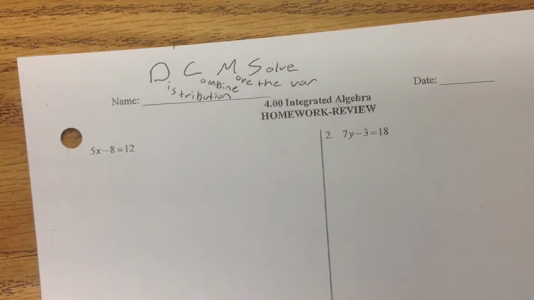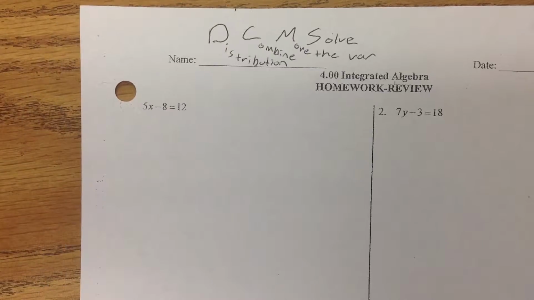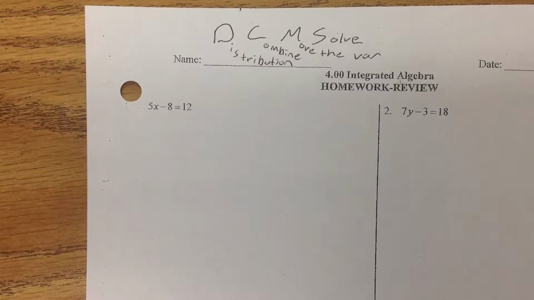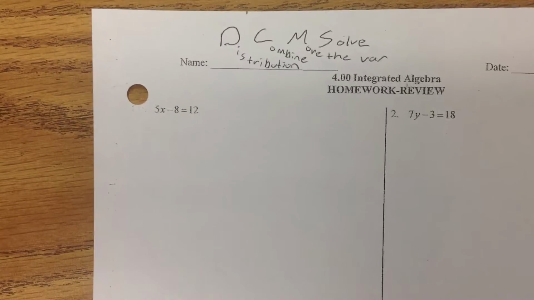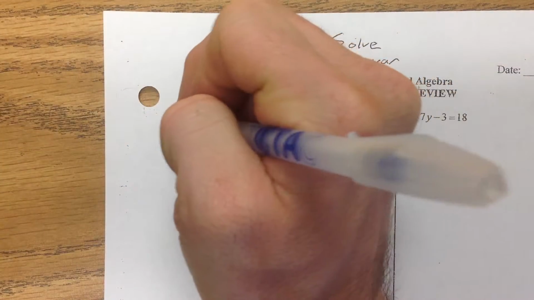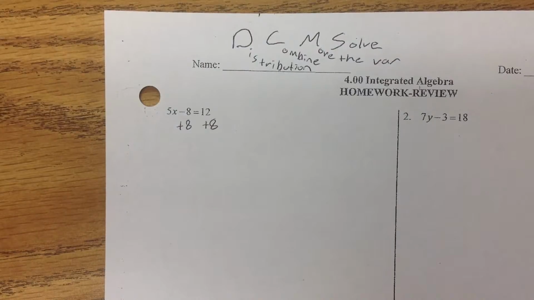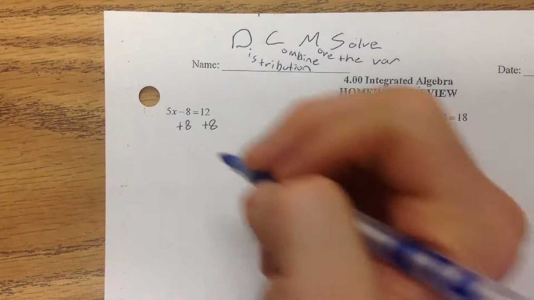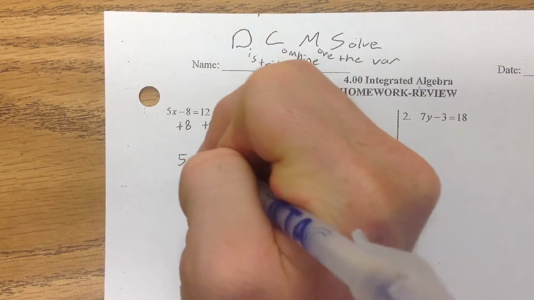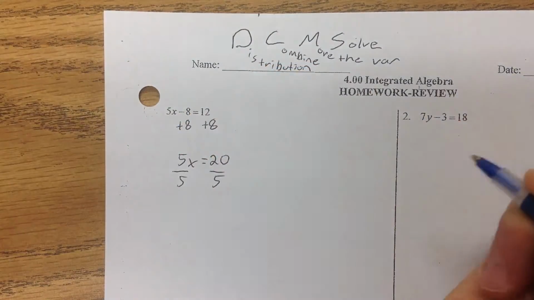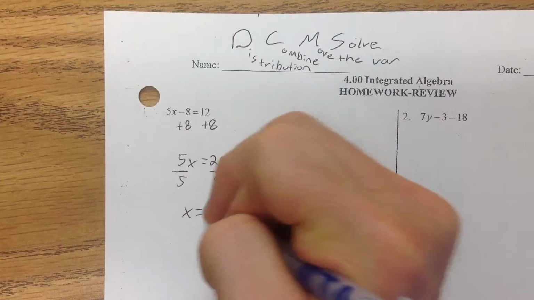All right, now the first few don't really need that. These are some of the more simple two-step equations where you just want to focus on having things cancel out and using opposites. So the opposite of minus 8 is plus 8. So you add 8 to both sides. You've got to keep the equation in balance. You end up with 5x equals 20. Divide both sides by 5. X is going to equal 4.